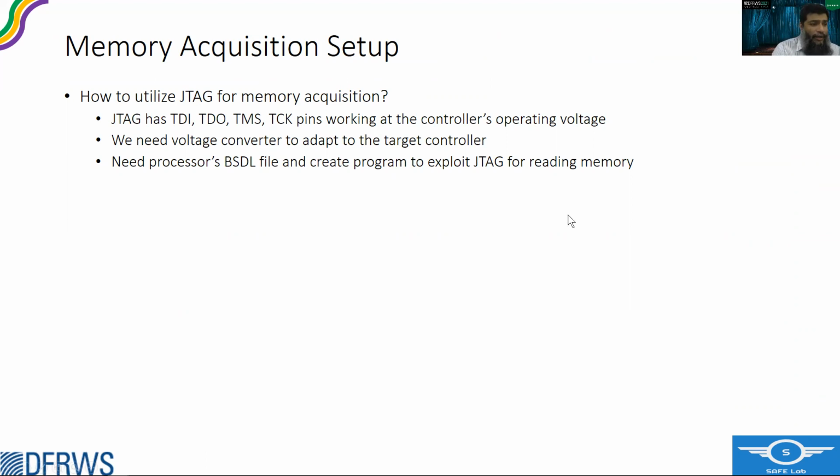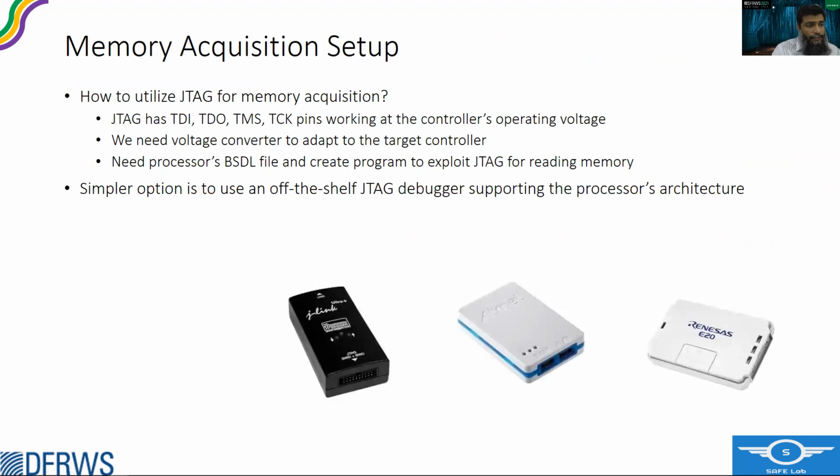And instead of going through all that hassle, the simpler approach is to use off-the-shelf JTAG debuggers that have very extensive libraries for the processors that they support.